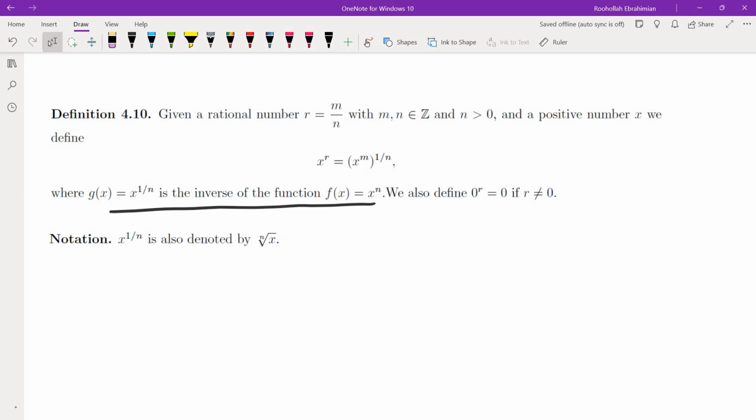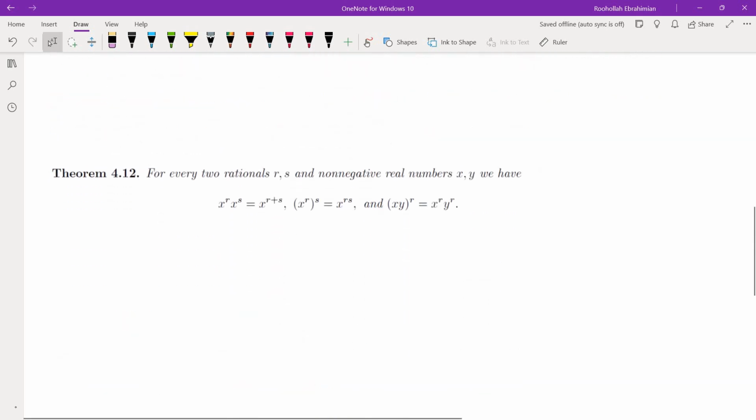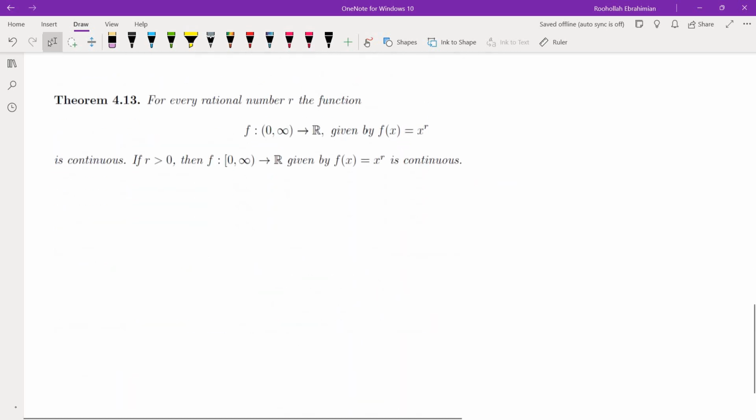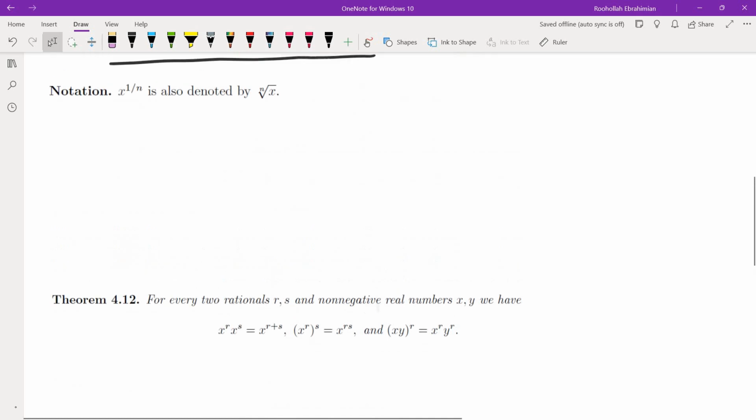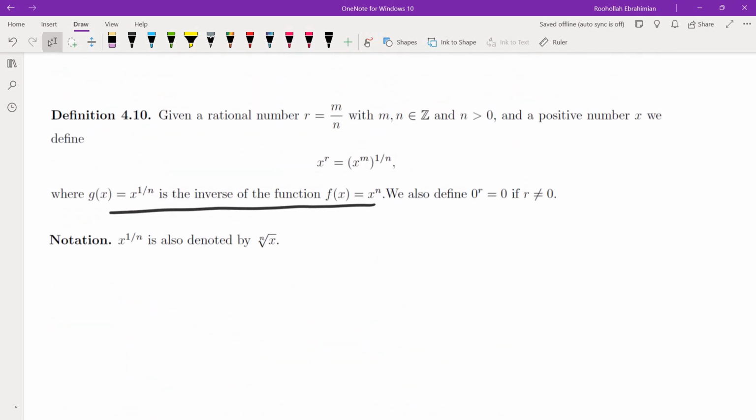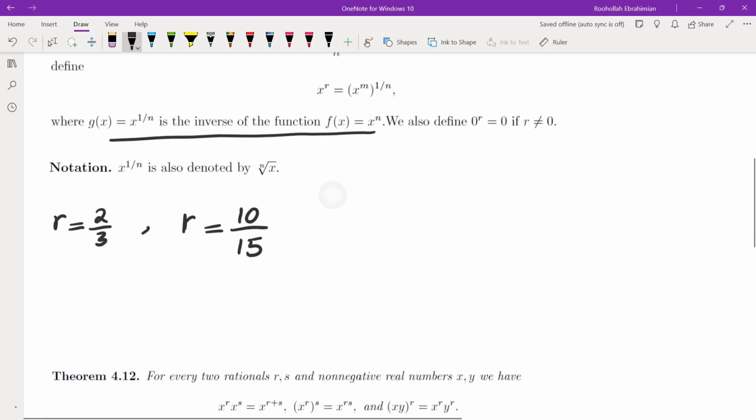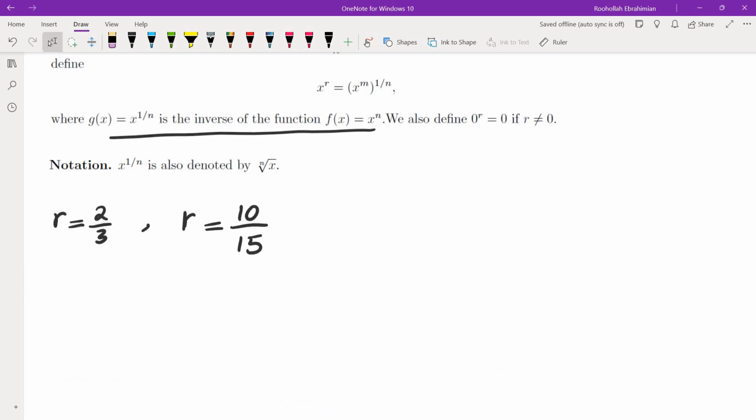Now, one thing before I can move on and look at one of the main theorems that I'll do today, which is to say x to the power of rationals is a continuous function, and also look at some properties of exponents. Notice that this definition depends on the way you write down your rational number. In other words, if my rational number is, let's say, 2/3, I could also write down this rational number as 10 over 15.